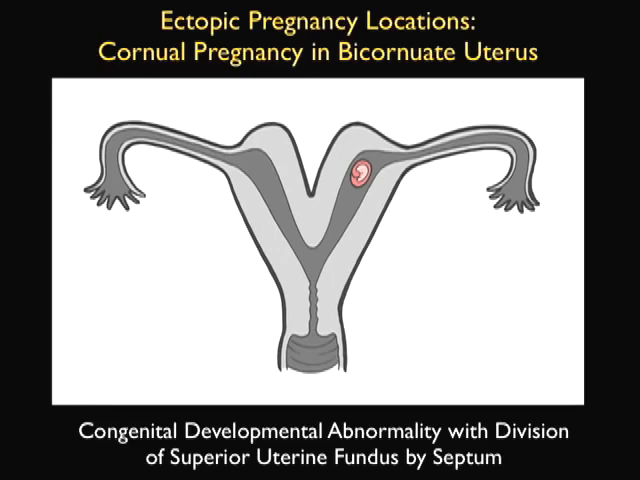As we discussed earlier, there are variants of ectopic pregnancies that are located within the uterus. The classic one is a cornual ectopic pregnancy within a bicornuate uterus. Now, bicornuate uterus, as shown here, results from a congenital developmental abnormality with division of the superior uterine fundus by a septum. Here we see the septum coming down the midline and dividing the bicornuate uterus into 2 limbs. Within the rightward limb, we see a cornual ectopic pregnancy located. Unfortunately, there's not enough room here to accommodate full growth of a pregnancy, and these can rupture, albeit at a later gestational age than a normal ampullary ectopic pregnancy, but can cause a great deal of hemorrhage as a result of vascularity of the uterus.